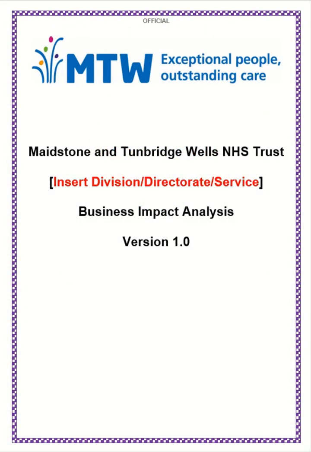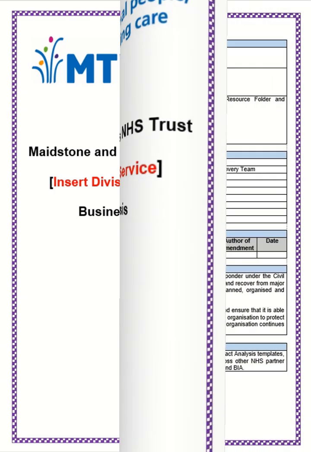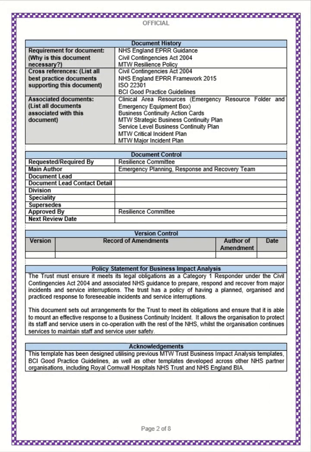The front page of your BIA should clearly outline your division, directorate and service. Ensure the version number is correct and updated each time the BIA is reviewed. On the next page, you will find the document governance. This will need to be filled out specific to your service and will need to include a next review date. Business continuity documentation should be reviewed on a yearly basis.